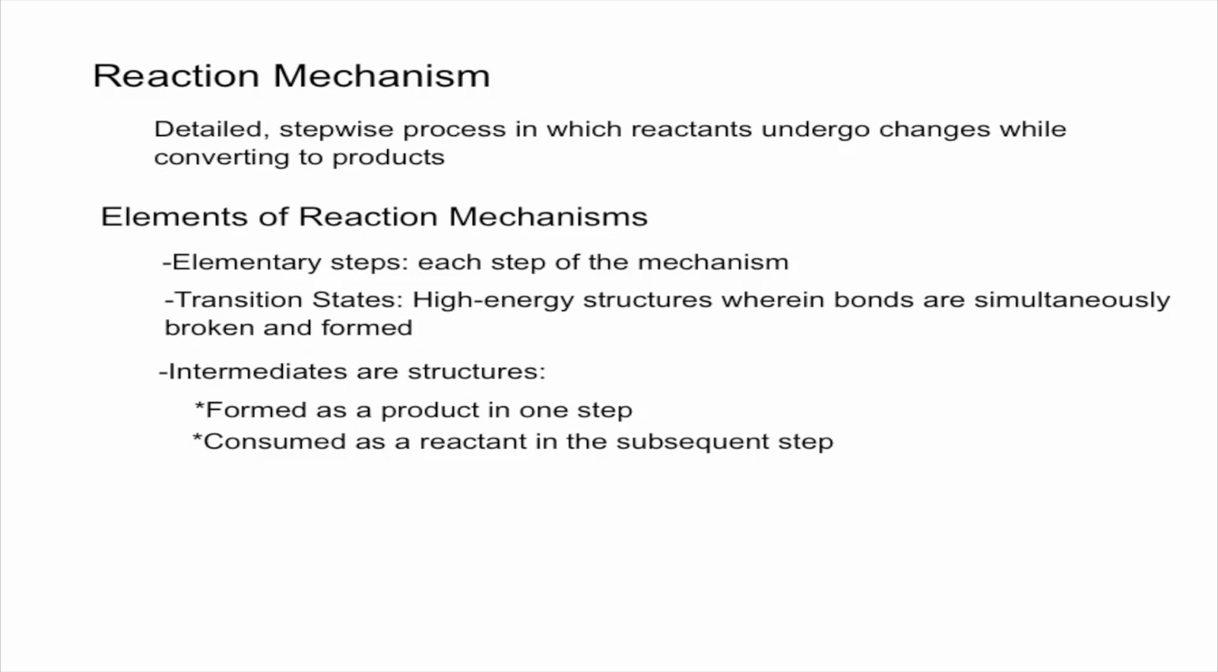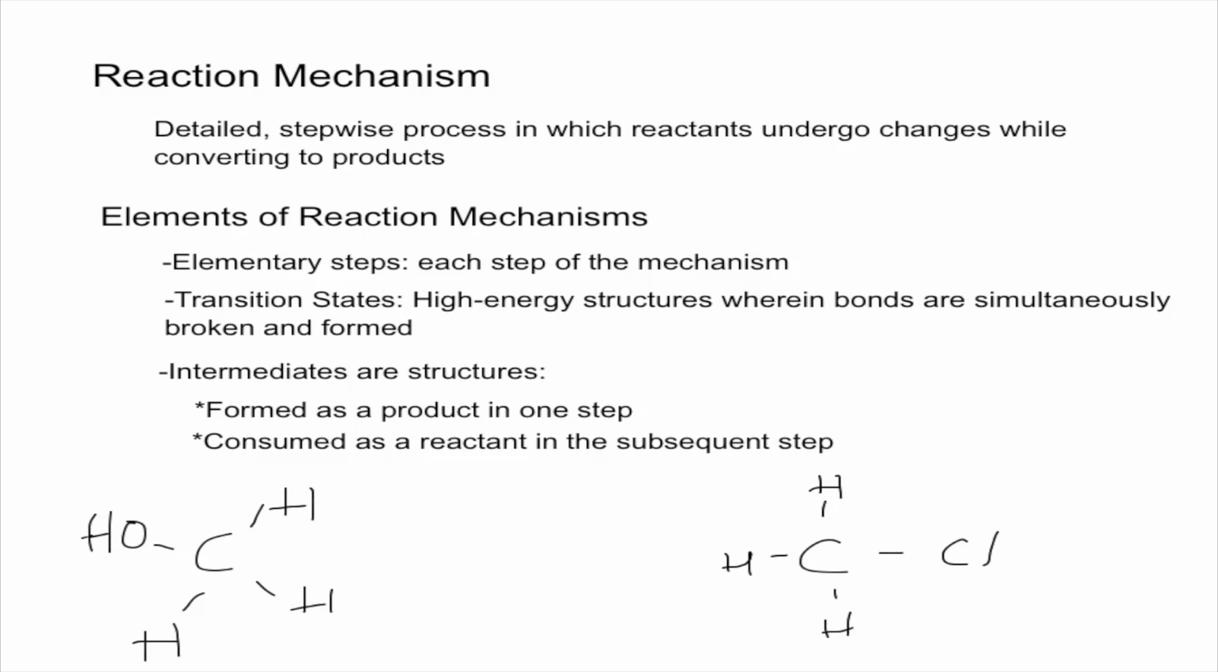So let's say we start with a reactant that is like this: carbon, hydrogen, hydrogen, hydrogen, and then we have an OH in here. And this is a reactant and we want to form something with chlorine instead of the OH. So we have chlorine right here, hydrogen, hydrogen, and hydrogen. The transition state is what is between these two molecules.